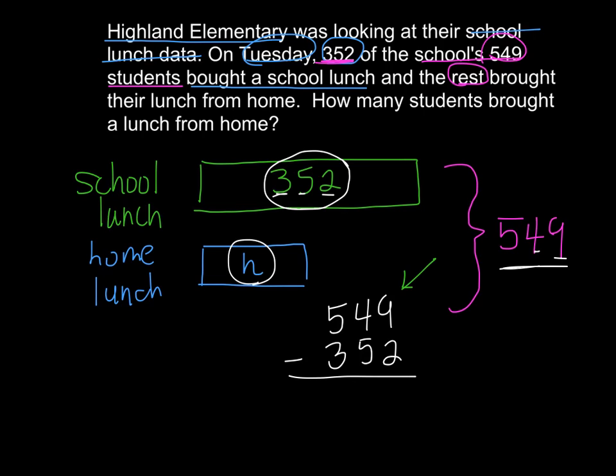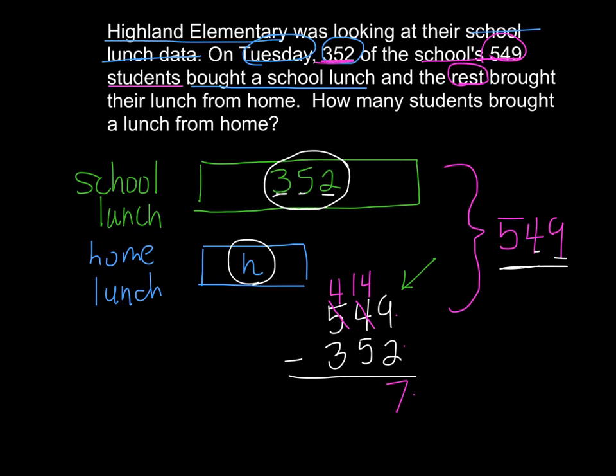Okay, so now I start in the ones column. 9 minus 2 is 7, because 7 plus 2 equals 9. 4 minus 5. If I have 4 cookies, can I eat 5 cookies? No, I cannot. I'm going to have to make a trade. So I go to the next place over, and from this 500, I'm going to take one of the hundreds, sorry. Now I'm going to have 4 left, and I'm going to put that one that I borrowed over here. So now I have 14 tens instead of just 4 tens.